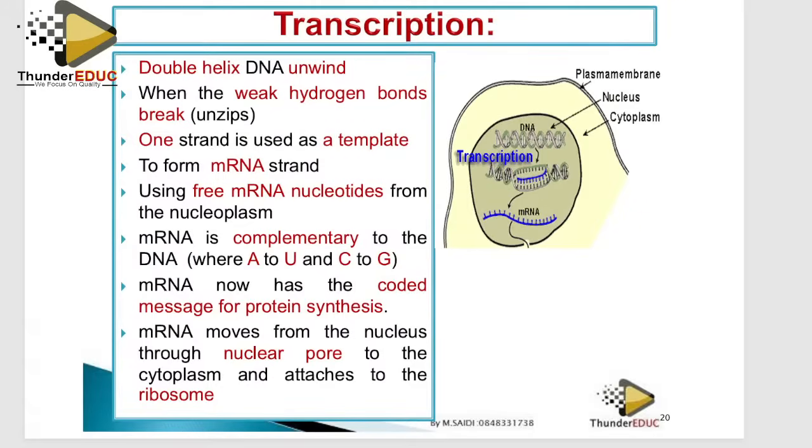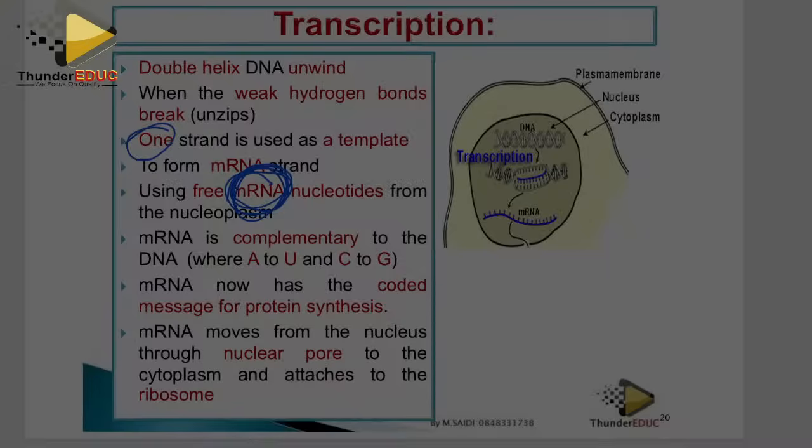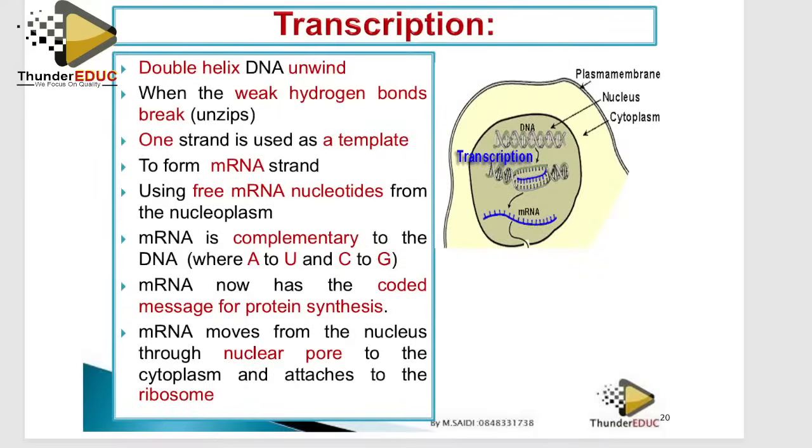The DNA double helix unwinds, the weak hydrogen bonds break, meaning that they unzip. One single strand will act as a template for the formation of a new strand using the free floating messenger RNA nucleotides. You understand? Remember that before, it was using free floating DNA nucleotides. So make sure that at least you know that. If it is complicated for you, you will have to memorize it. At least memorize, write, pass, forget.